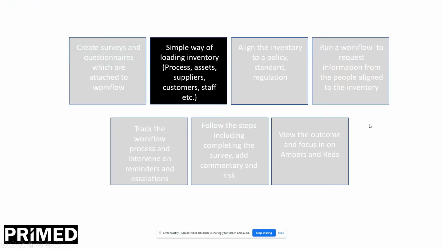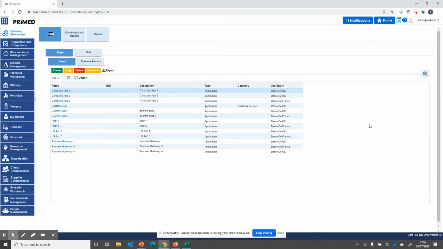What I'm going to show you now is one of the powerful elements of Primed: how quickly you can establish and upload inventory into the product. And in the context of GDPR, it could be that you're uploading all of the technologies that are relevant to GDPR. It could be that you're uploading all of the different process groups, or possibly even suppliers that you want to run some attestation across or some workflow across to determine their levels of compliance. So what I'll show you now is how quickly and how easily you can actually do this in Primed.